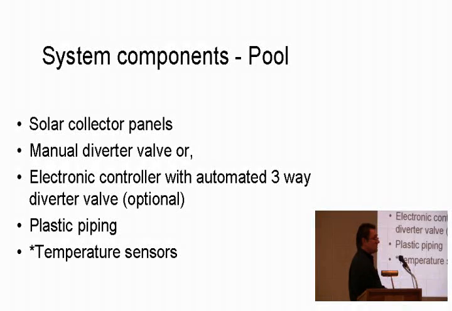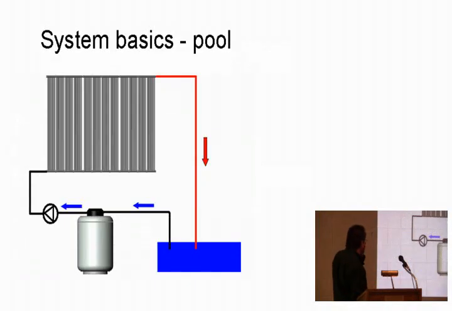So the pool system is a simpler type of system, consists of collector panels. You have either a manual diverter valve, or you can have an automatic control system, similar to a domestic hot water system, where it diverts the flow to the collectors when there's enough energy to be gained, and will bypass the collectors when there isn't enough energy to be gained. Generally speaking, it's plastic piping that's going up to the collectors. And if you have an electronic controller, you're going to need the temperature sensors, and it works on the same temperature differential as the domestic hot water heating system does. So with the pool, again, it's a little bit simpler.